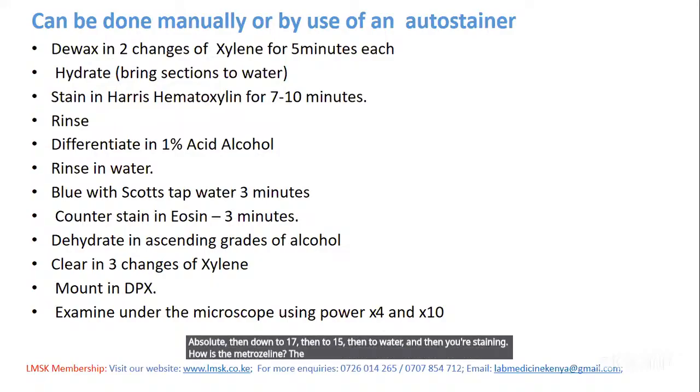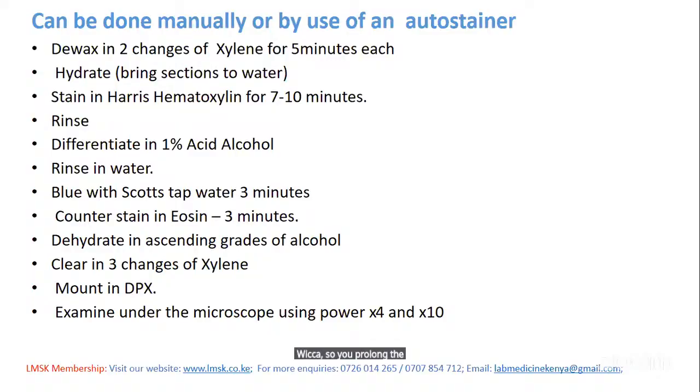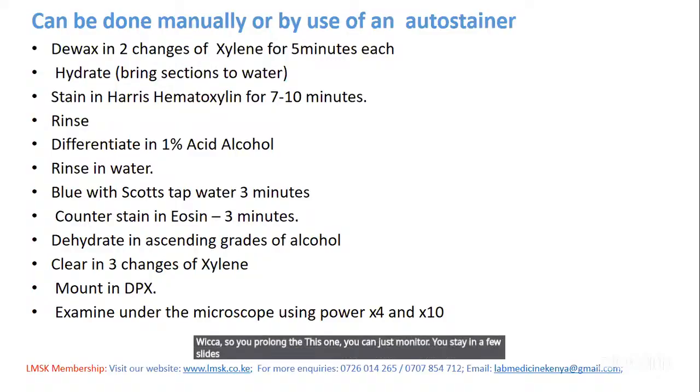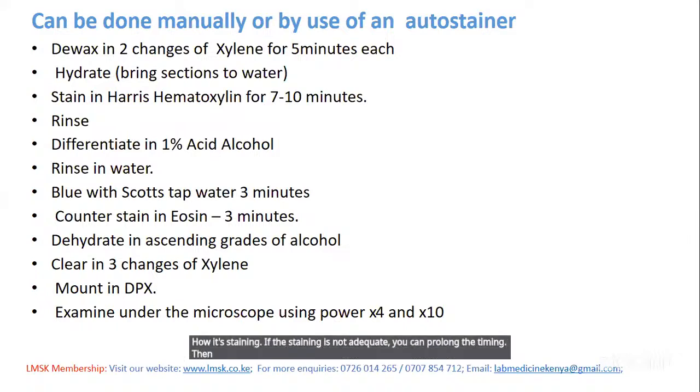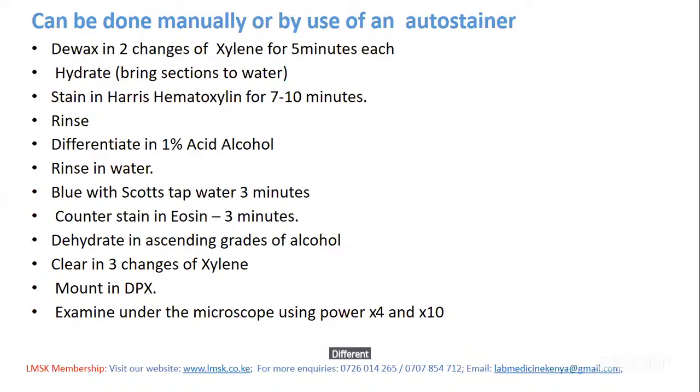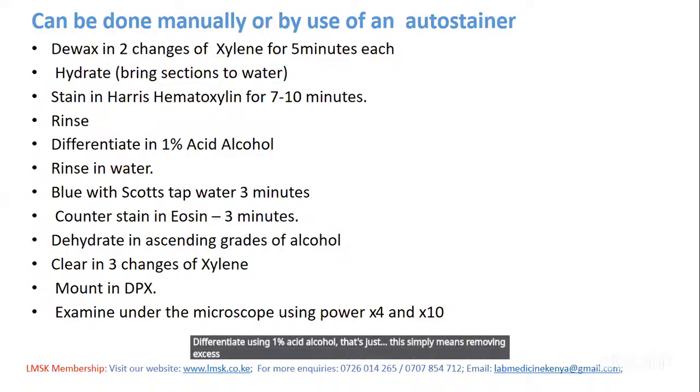The staining time will depend on how strong or how fresh your reagent is. If it's fresh, the staining time is reduced. But if it has been used for some time, through repeated use, it will be weaker, so you prolong the staining. You can just monitor this: stain a few slides, then check how it's staining. If the staining is not adequate, you can prolong the timing. Then you rinse the sections after staining in hematoxylin. Differentiate using 1% acid alcohol, which simply means removing excess hematoxylin. Then you rinse again, because you don't have to differentiate for long.